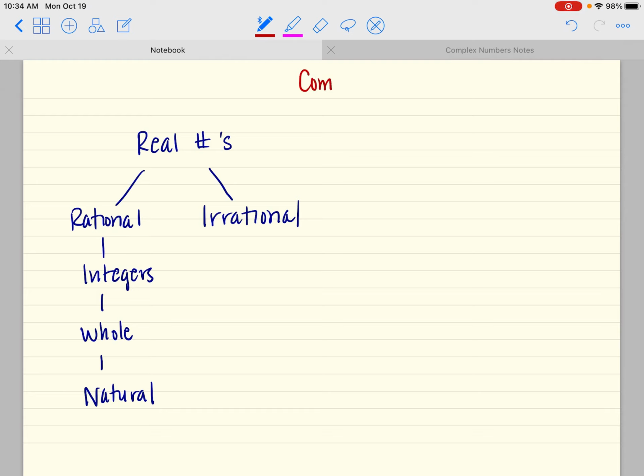Technically, every number is what we call a complex number. So the complex numbers are the top of the number classification, and the complex numbers are composed of two things. There are two components to every complex number. Every complex number has a real number component, and then every complex number also has an imaginary number component.